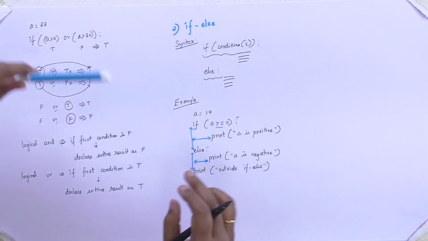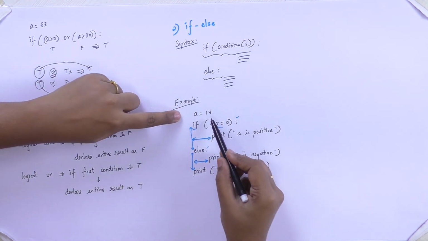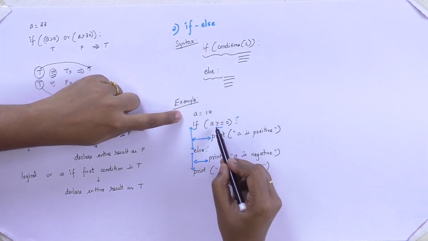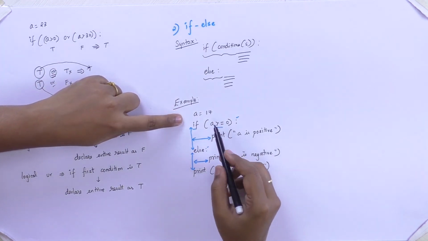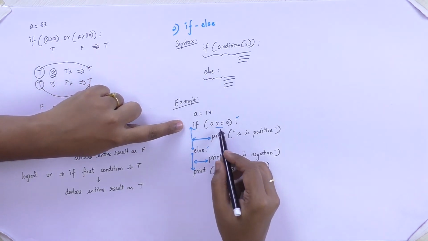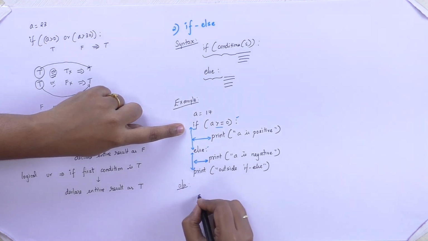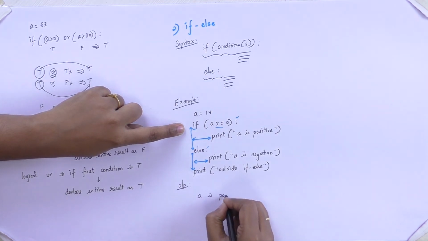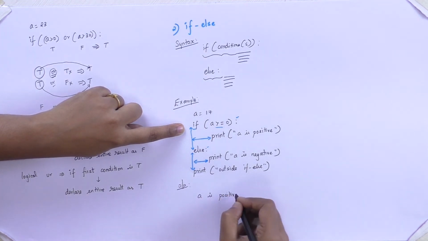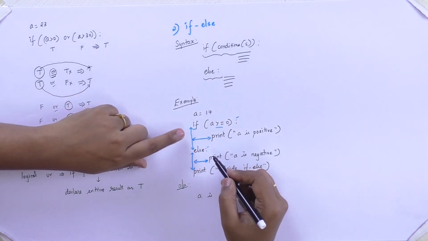So when I'm executing this particular program, since A value is 17, 17 is greater than or equal to 0 is true. 17 is greater than 0, so it is true. It will get inside the if block. So it will print "A is positive" and it won't go to else block. So in if else case, when you're having a condition that is true, if block will get executed. When you're having a condition that is false, else block will get executed.